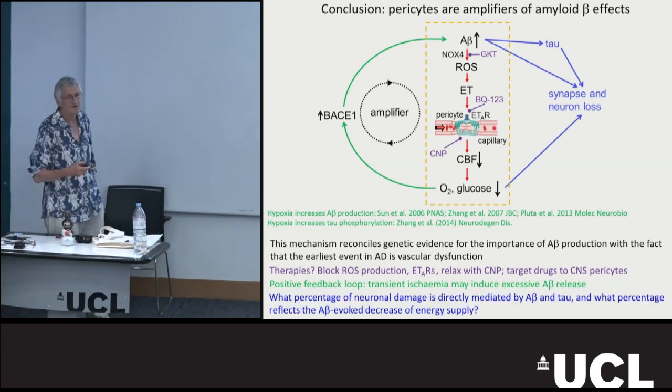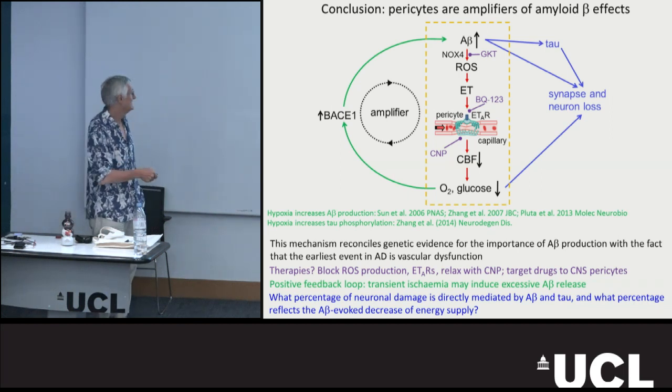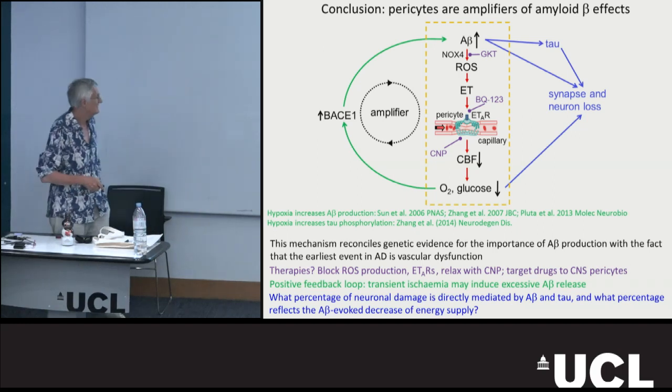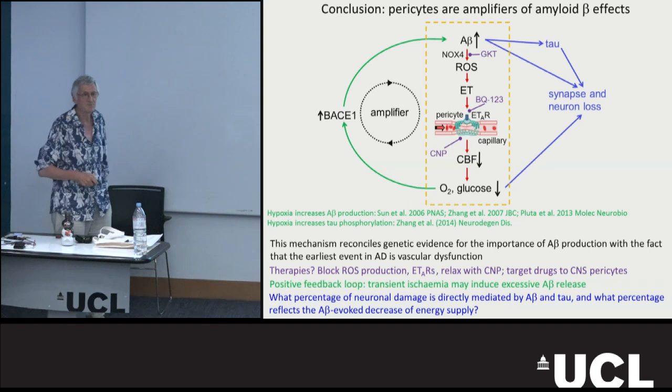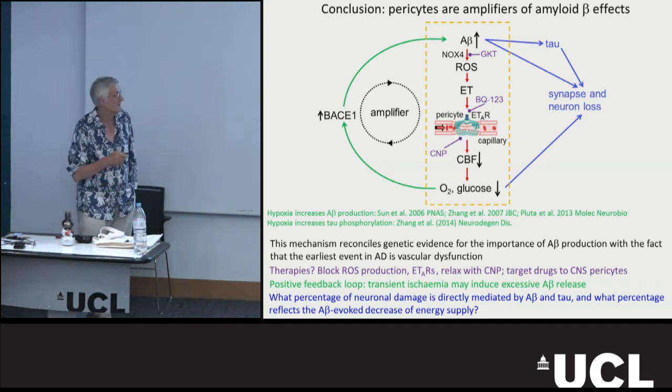Finally, and provocatively, I want to suggest that AD is a vascular disease predominantly. I want to raise the question, what percentage of the loss of synapse and neurons is produced by A beta and tau, and what percentage is produced by the loss of energy supply, which A beta ultimately produces?